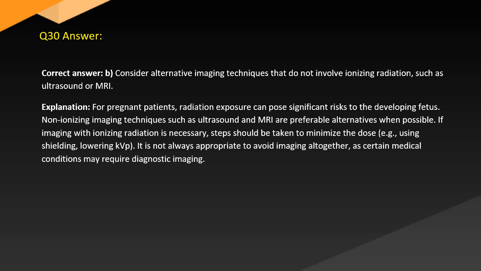Answer. Correct answer: B. Consider alternative imaging techniques that do not involve ionizing radiation, such as ultrasound or MRI. Explanation. For pregnant patients, radiation exposure can pose significant risks to the developing fetus. Non-ionizing imaging techniques such as ultrasound and MRI are preferable alternatives when possible. If imaging with ionizing radiation is necessary, steps should be taken to minimize the dose, e.g., using shielding and lowering kVp. It is not always appropriate to avoid imaging altogether, as certain medical conditions may require diagnostic imaging.